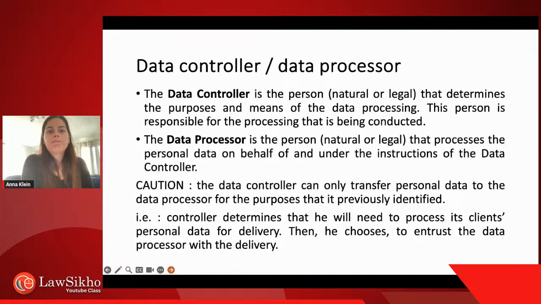And also, in this context, I'm the data controller. He can send data to the data processor without necessarily providing any extra information to the data subject because he already informed the data subject, I'm going to process your data for this reason. It's not for a new reason, it's for a reason that already existed. So basically, I told my client, I need to process your data for the delivery of the products, and then I'm deciding to transfer it to a different company so that they take care of the delivery.